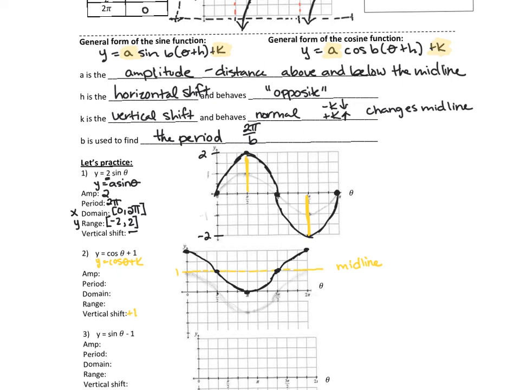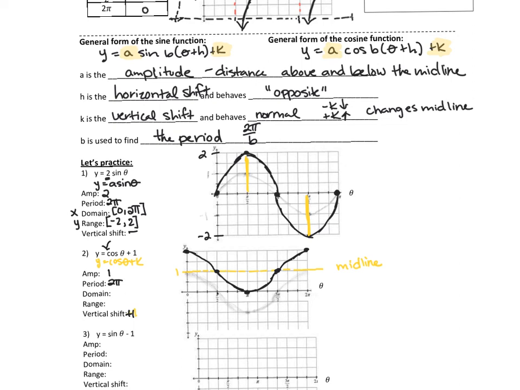So for this graph, my vertical shift was +1. My amplitude is just 1. I can see that in 2 ways. In front of my cosine is nothing. I know then there's just a 1 there. So my amplitude is just the regular 1. My period is 2 pi. My entire graph goes from 0 to 2 pi on the theta axis.